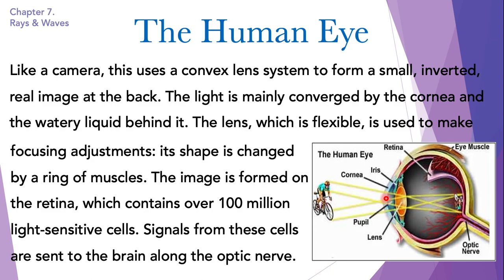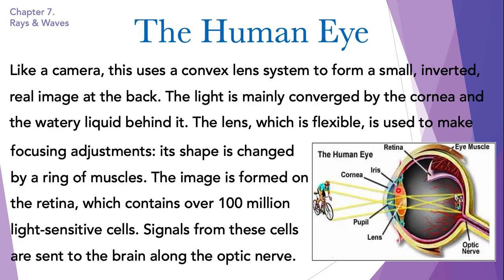So the light is mainly converged by the cornea and the watery liquid behind it. The cornea is a thin layer covering the iris and the pupil of the eye. After the cornea, we have a watery liquid. There is a watery liquid behind the cornea at this part, this empty part. This watery liquid and the cornea help to converge the light. So when they converge the light, they make it pass through the lens.